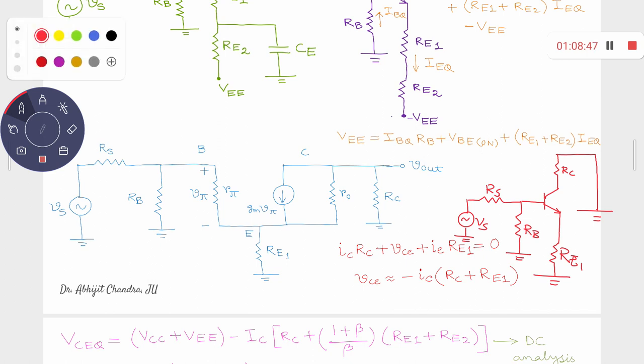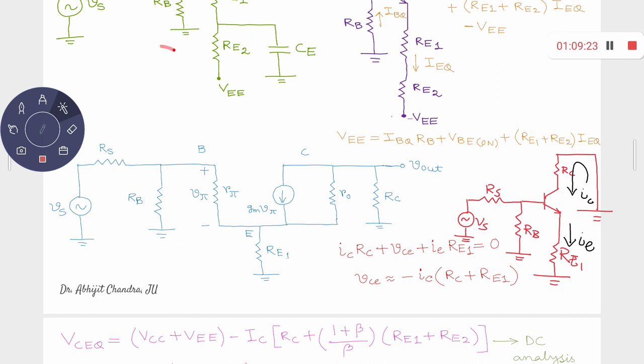Now let's assume that this current which is flowing is your small signal IC. This current is your IE. Clear? Now we have derived this circuit. This is a small signal equivalent circuit, not the small signal equivalent model. This one is a small signal equivalent circuit, which is synthesized, which is derived from our original.